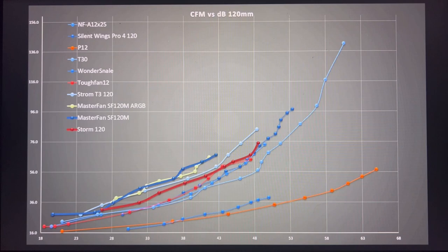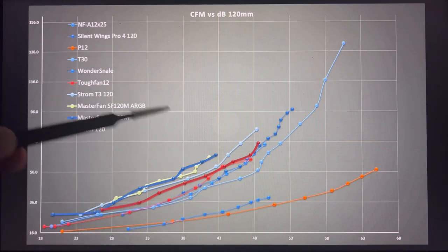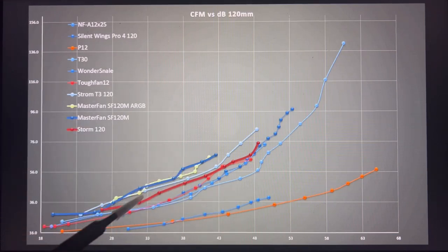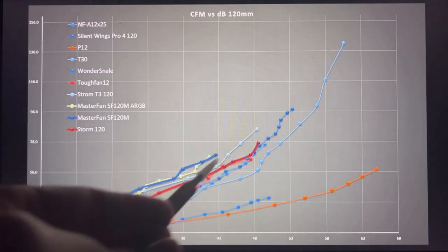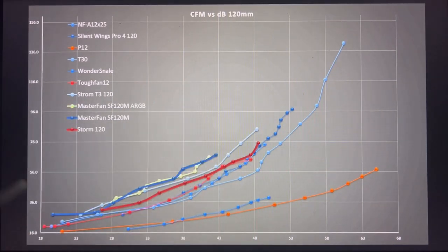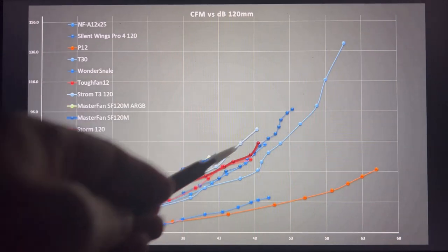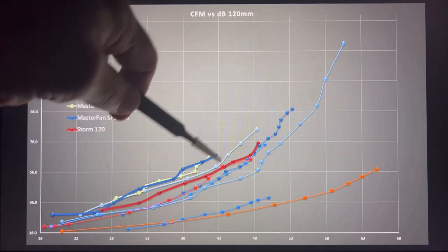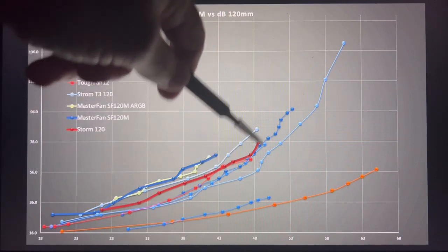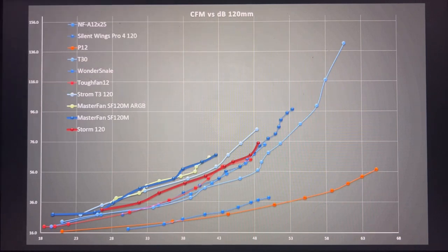Taking a look at that CFM data from just a different perspective, so it's noise again on the bottom versus CFM vertical, better fans going this way, and we have the Master Fan ARGB, we have the Master Fan non-RGB, both sitting towards the top of the graph. We have the Storm that pretty much caught up to them and is just hovering right underneath them, and it just has a better top end than the Master Fans do. They just run out of steam at the top.